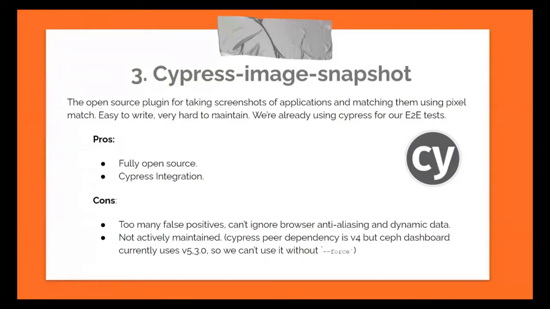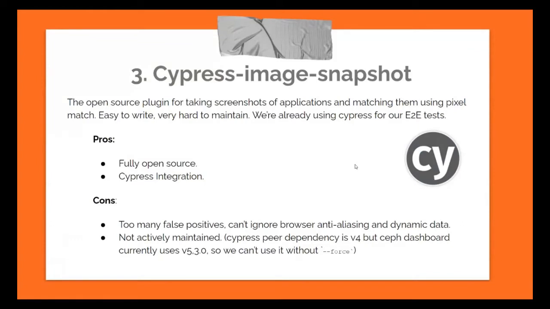The next on our list was Cypress Image Snapshot, which is the first intuitive tool that we used. Since we already use Cypress for our end-to-end tests, it plugs in really well with our infrastructure. It is fully open source, and all of the earlier ones were open source as well. But the biggest problem was it was generating a lot of false positives. It wasn't able to ignore browser-specific anti-aliasing differences, and wasn't able to handle dynamic data well. It was also unmaintained for a long time.